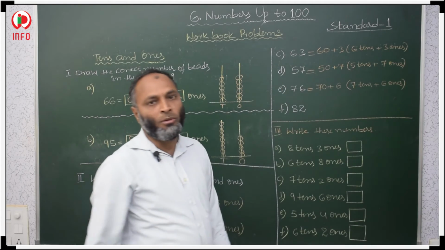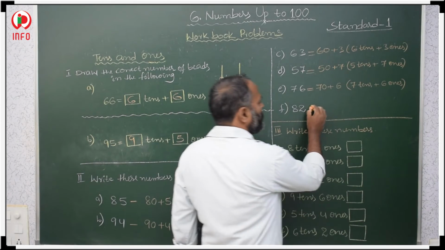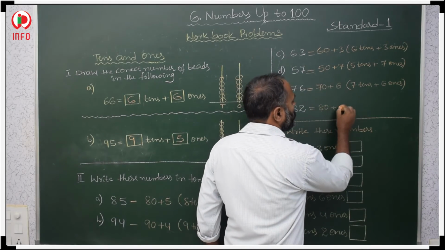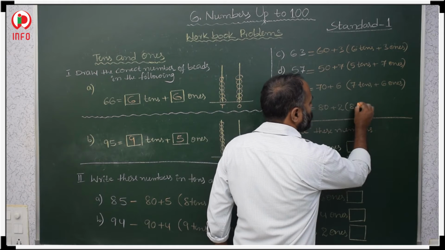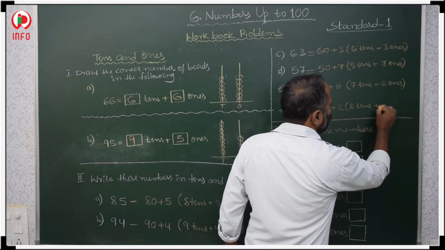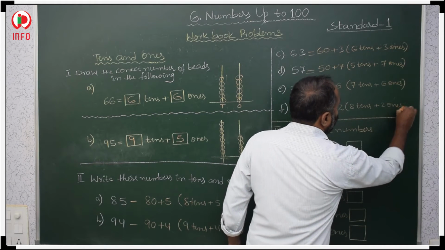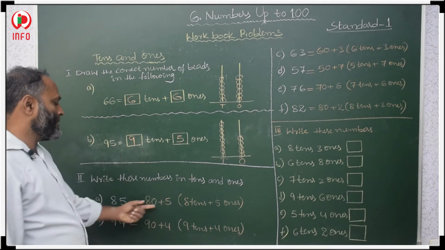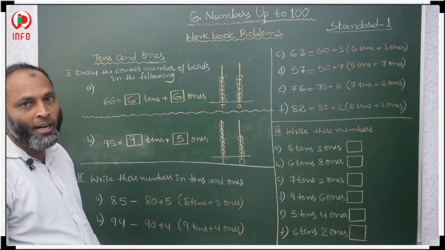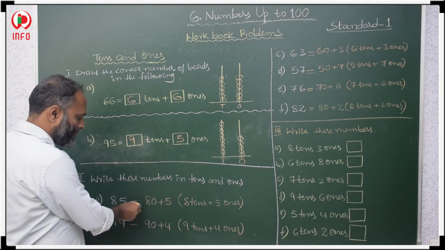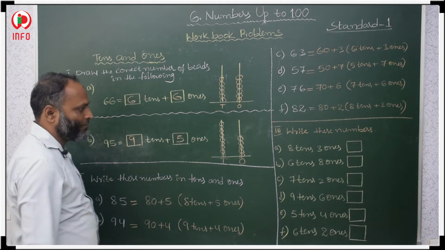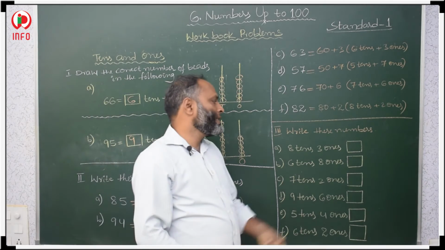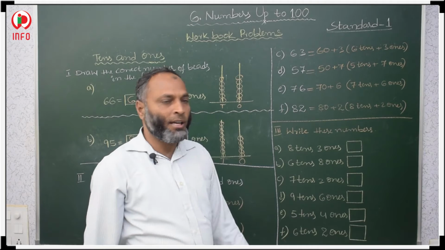Then 82, 80 plus 2, 82. That means 8 tens plus 2 ones, that is 82. Okay. So, this is also called expanded form. Okay, students. Now, the next one, write these numbers here.